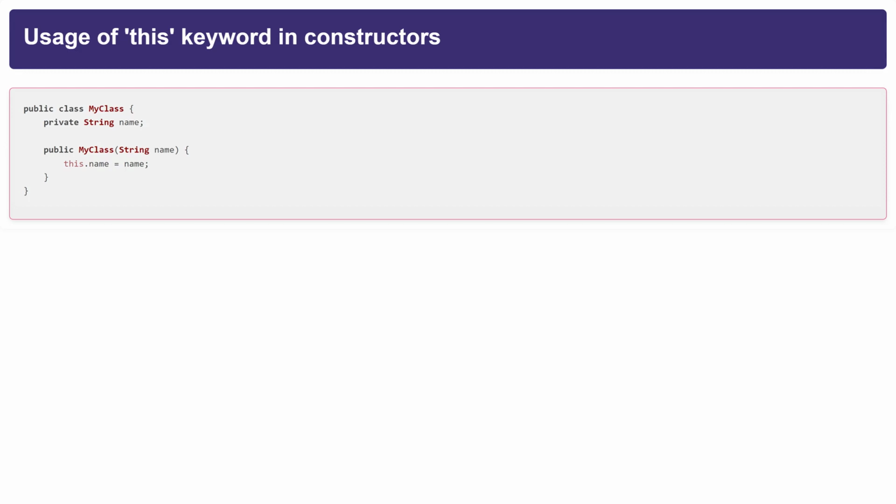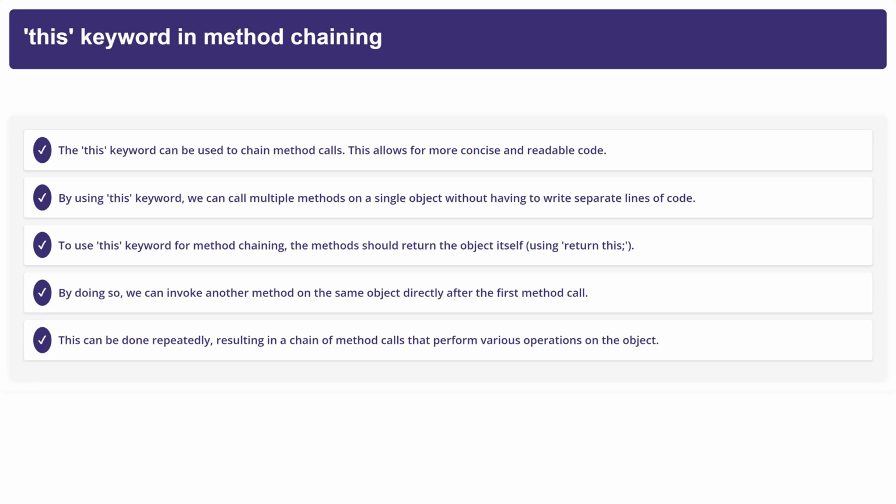Here is an example of using this keyword in a constructor. We have a class called myClass with a private instance variable called name. In the constructor, we use this.name = name to assign the value of the parameter name to the instance variable. This keyword allows for chaining method calls, making code more concise and readable.